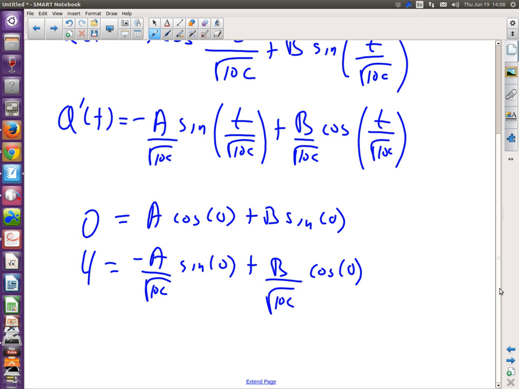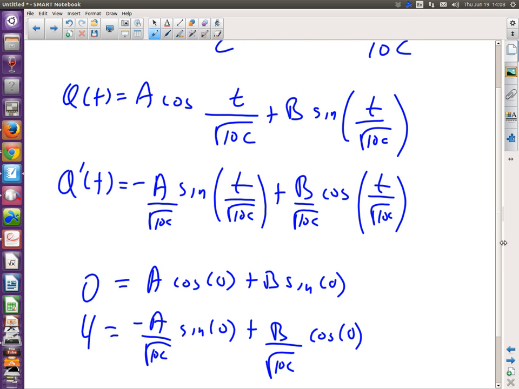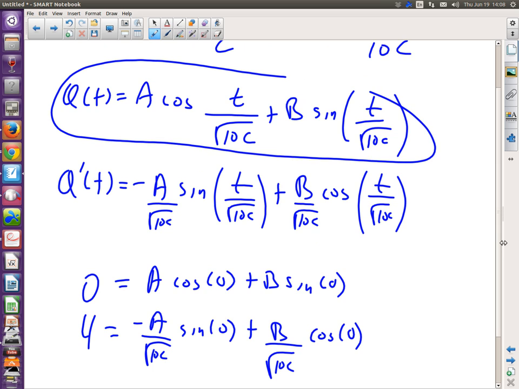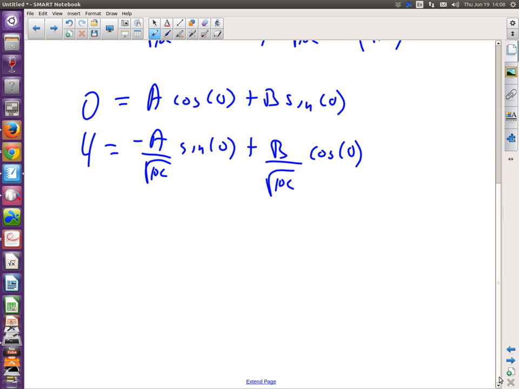So what's your particular solution, if this is the general solution right here? We got A is 0 and B is 4 rad 10C. So let's write that. Now we get that Q of t, A is 0, so it's B, which is 4 rad 10C, sine of t over rad 10C.